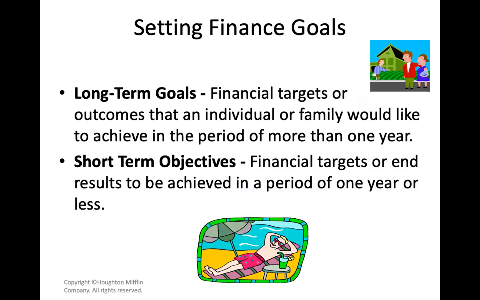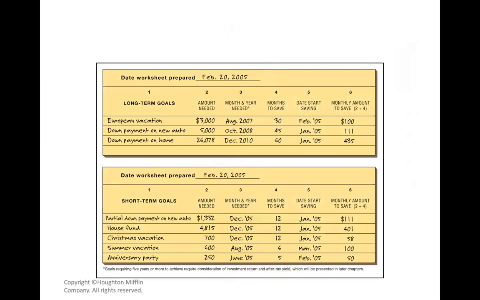Of course, there are long-term goals and short-term objectives. A long-term goal is, for example, you want to buy a house. A short-term objective is when, let's say, you want to have a holiday next week, next month, or maybe next year. So it can be seen here from this situation. You remember this situation, right? So these are two worksheets talking about long-term goals and short-term goals of someone, right?